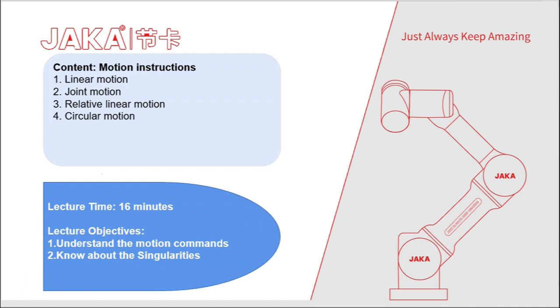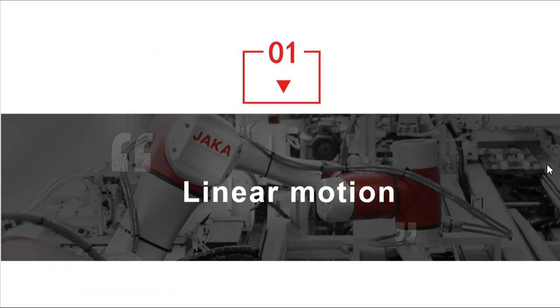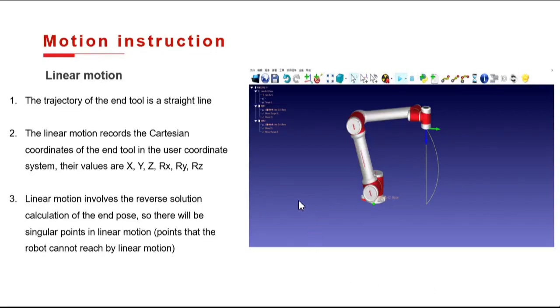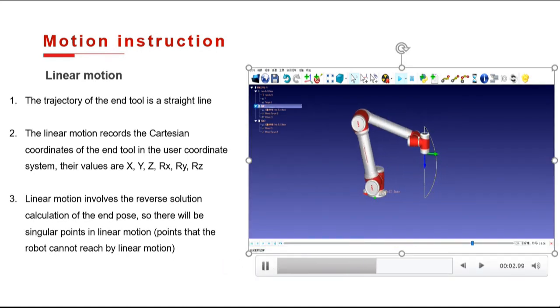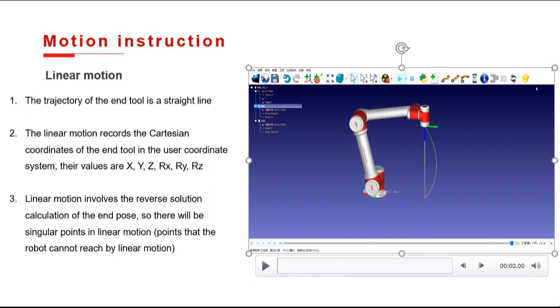Let's start. First one, the linear motion instruction. First, we will have a look at linear motion in a simulation software. We can see that the trajectory of linear motion is a straight line. This is the first feature of linear motion.